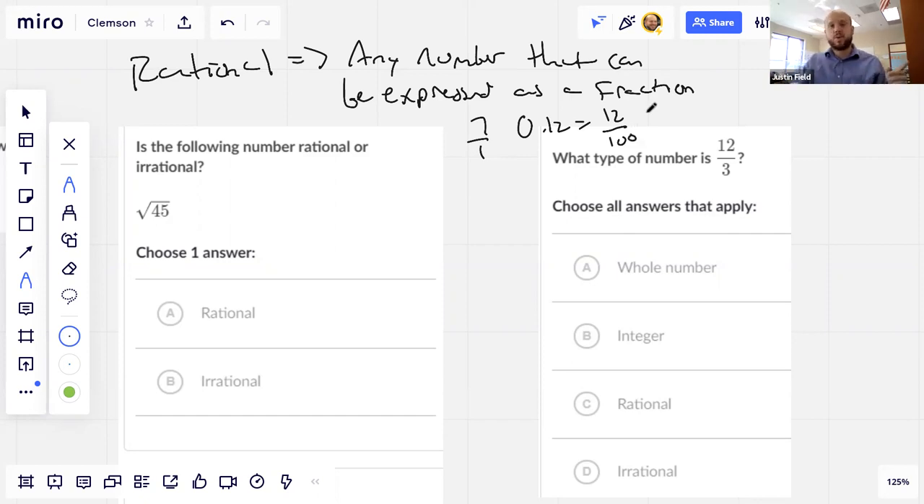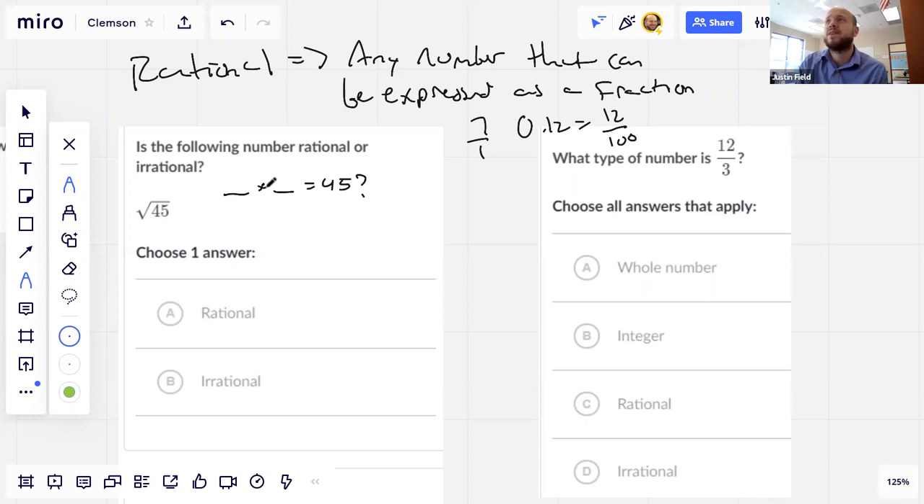So there's lots of rational numbers, but there are numbers that cannot be written as a fraction. For example, square roots that do not have perfect squares. So what number times itself equals 45? Well, we know that 5 times 9 is 45, right?